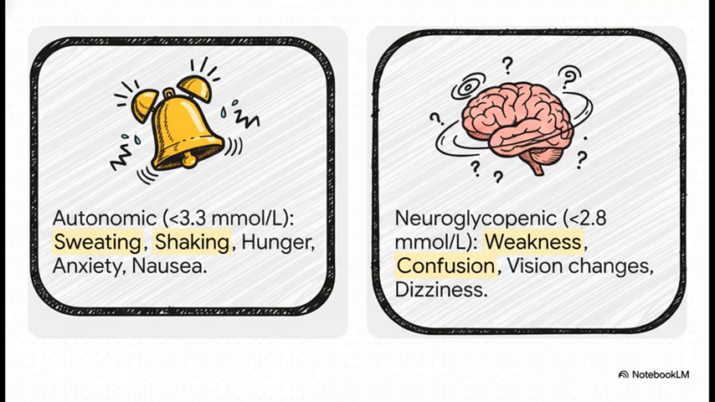On the left, you've got the autonomic symptoms. Think of these as the body's early warning system, like the alarm bells going off. They're driven by that release of adrenaline and glucagon. The symptoms on the right, the neuroglycopenic ones, are a lot more sinister. This is what happens when the brain itself is literally being starved of glucose.